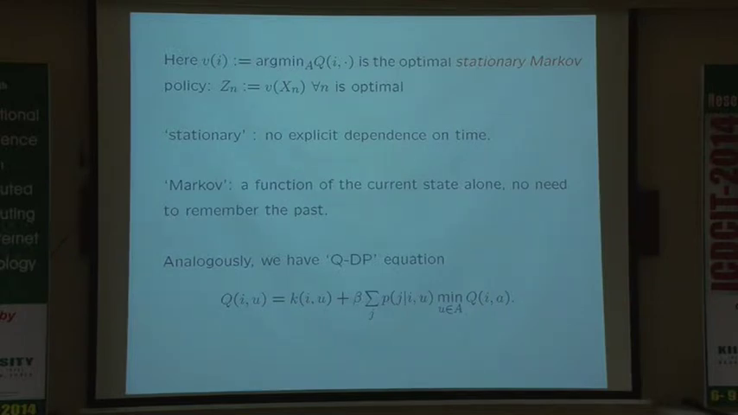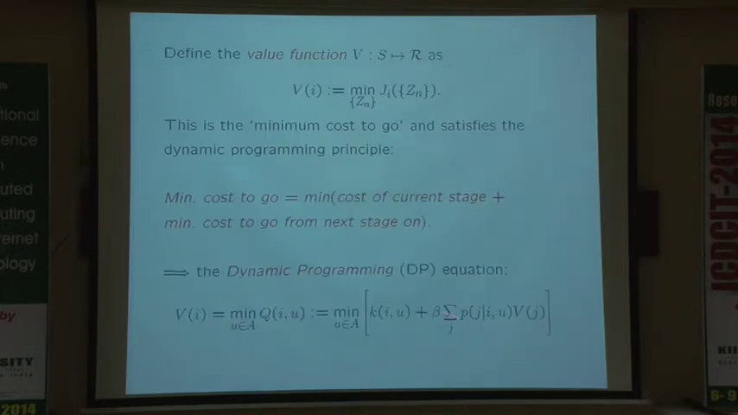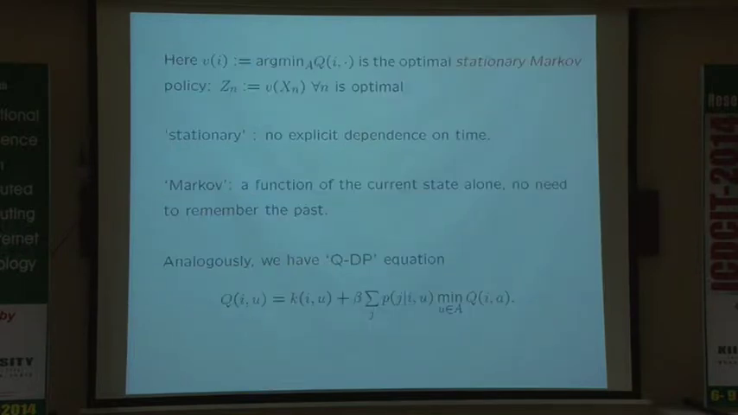You don't have to remember the time or how you arrived at xn. Once you are in xn, you choose your control to be this function v of xn, where v is given by this minimization, which gives you a choice of control. Okay, so that's the traditional dynamic programming approach to solving this kind of problem.